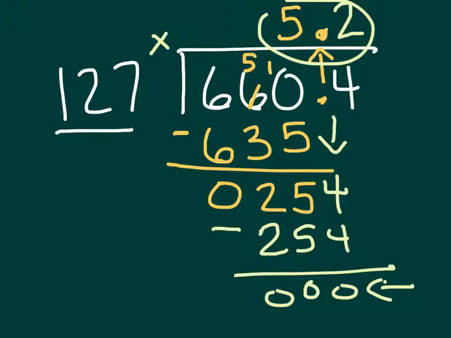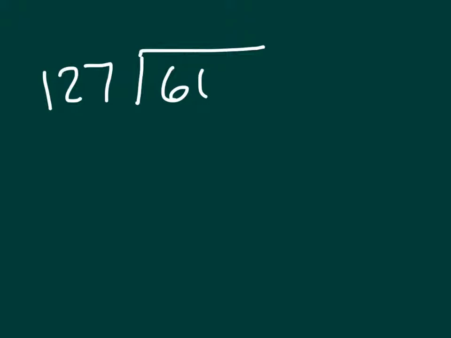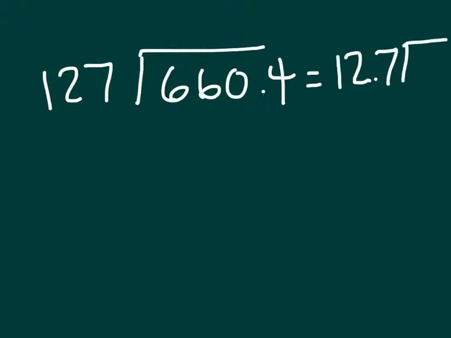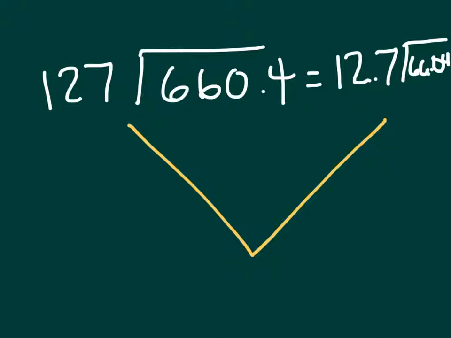And you need to also understand that 127 going into 660.4 is also the same. They will have the same answer as 12.7 going into 66.04. Both of these equations, because they were balanced, will both give you 5.2.